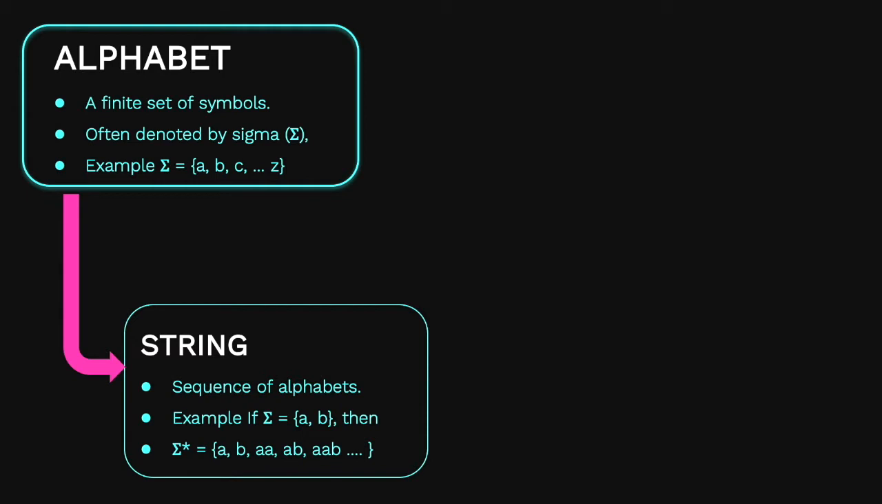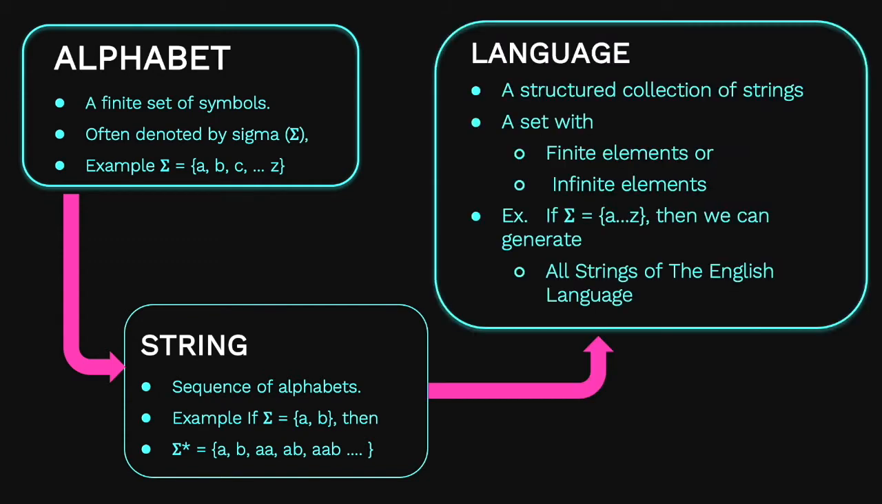So, if we have our alphabet set sigma with two elements, that is A and B, then sigma closure will give us all the strings over A and B using all possible combinations. Now, if we put some restriction on the strings, we'll get a language. So, language can be defined as a structured collection of strings with certain conditions. The number of elements in a language can be finite as well as infinite. Now, if you'd like to construct all the strings from English language, we can do that considering our alphabet set A to Z, the 26 Latin symbols.